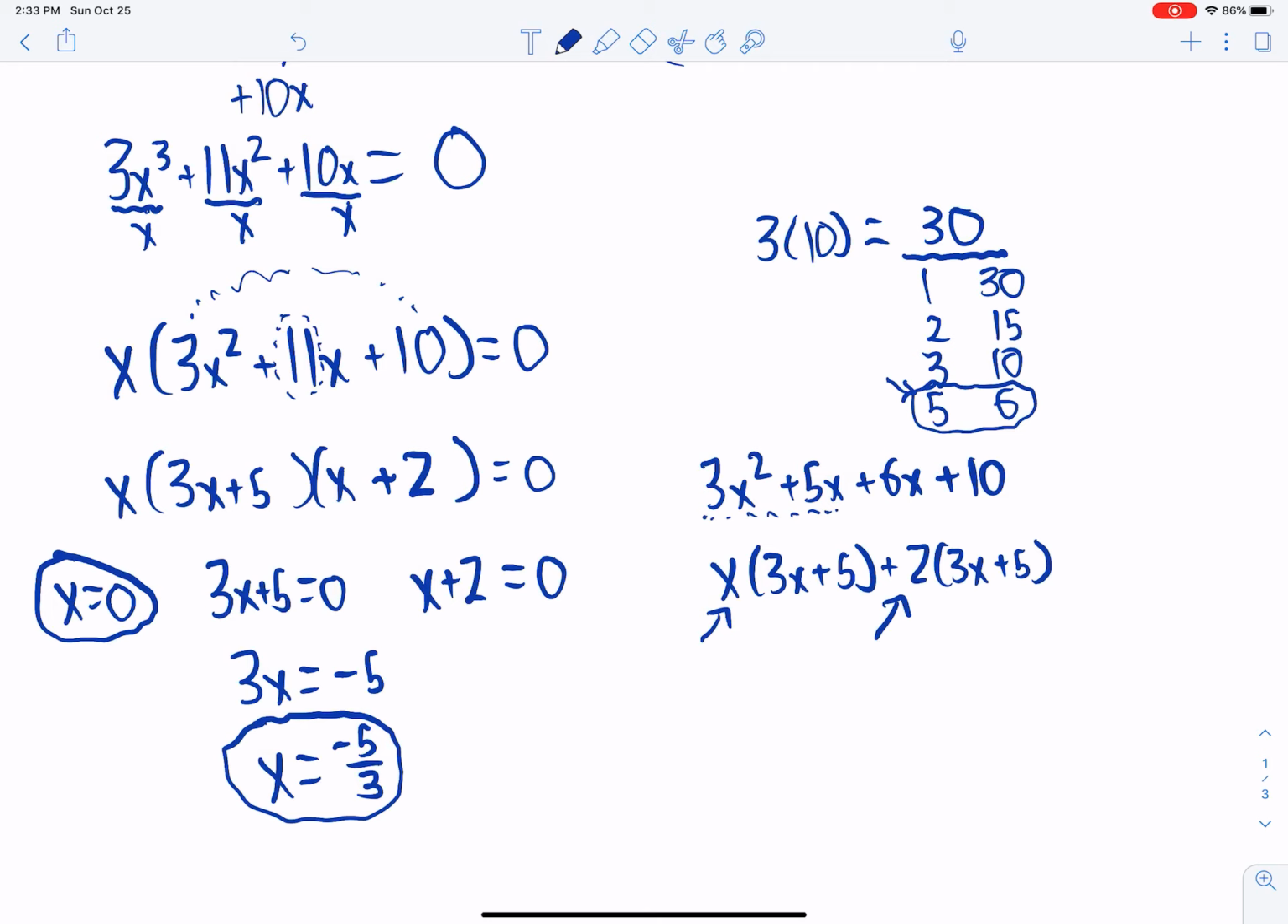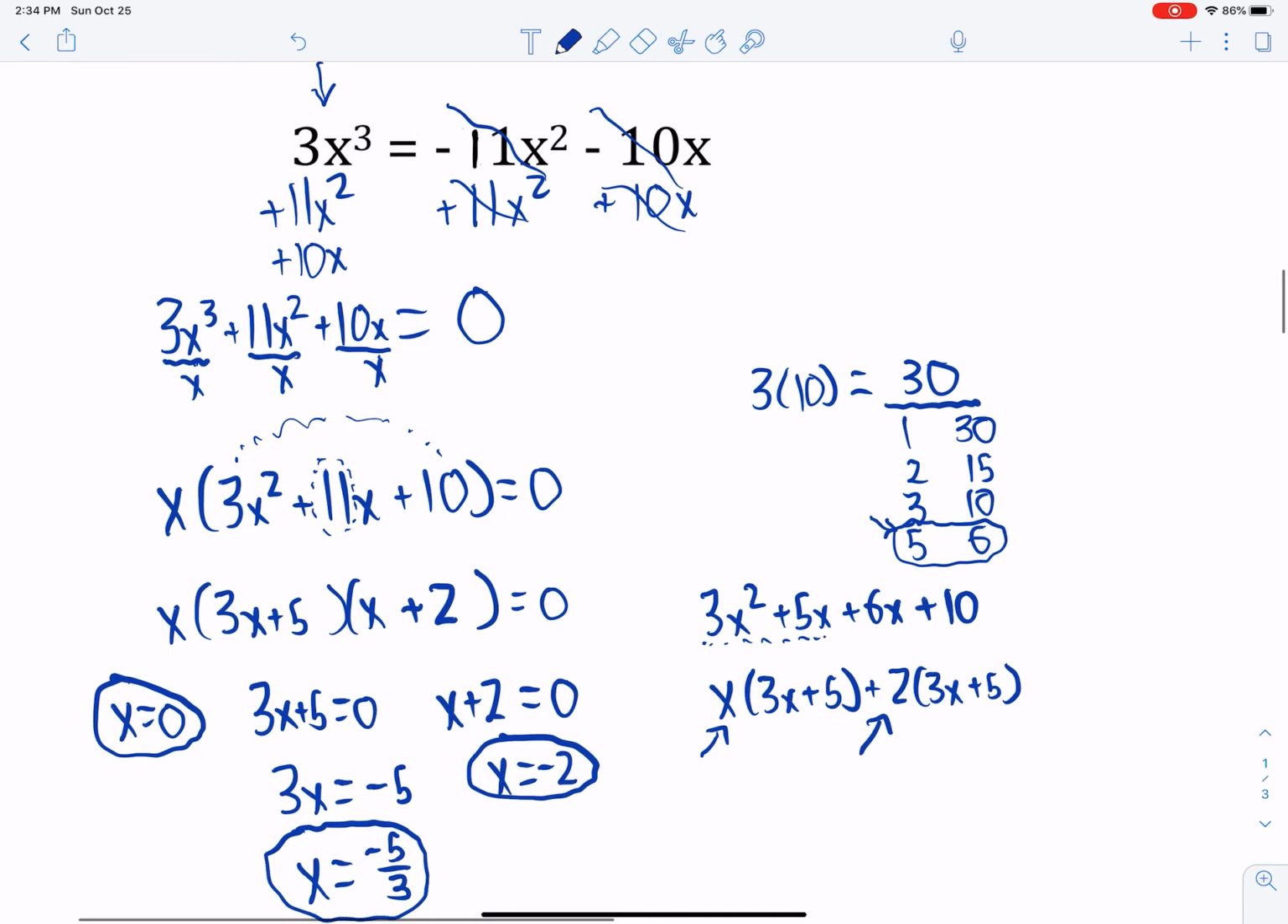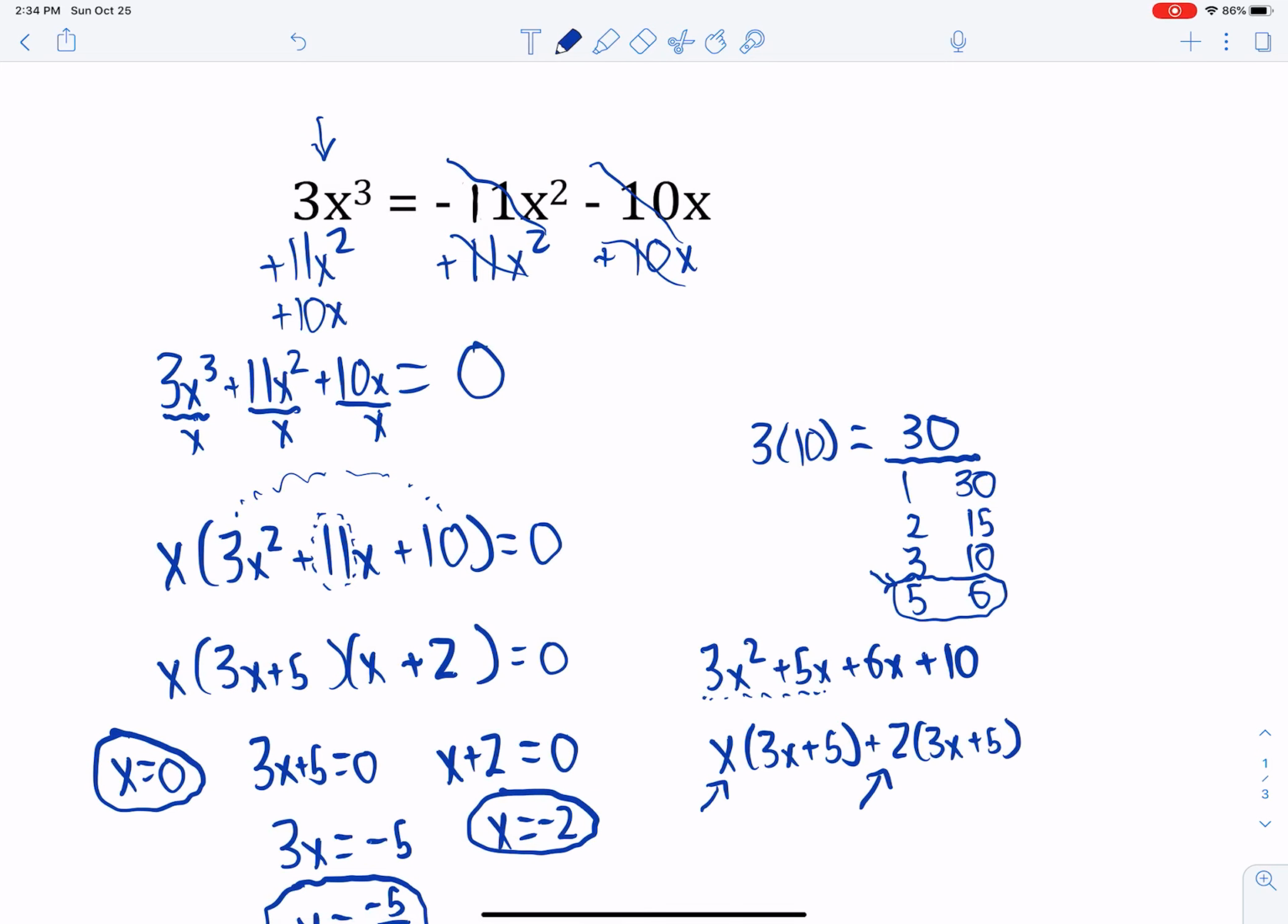And then the last one, we subtract 2 from both sides. We would have x equals negative 2. The reason why this one could end up having 3 answers instead of 2 is because at the beginning, the highest power of our variable is 3.